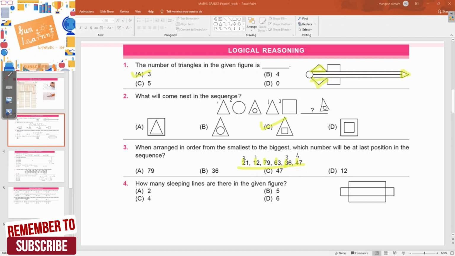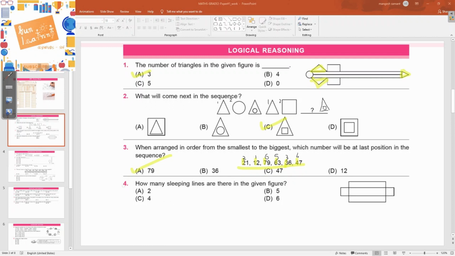Fifth is after 4 comes 5. There are no 5 in tens place. 6, oh, there is 1. So this is the fifth number. And the sixth number is 79. So that is the last position. So we got that our last position is going to be 79. Yoo-hoo! We got another one correct.